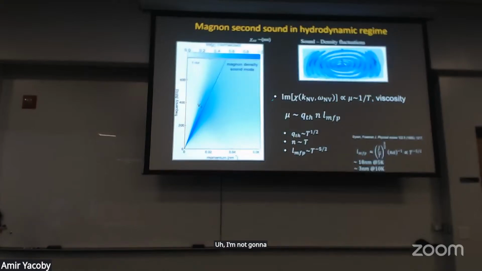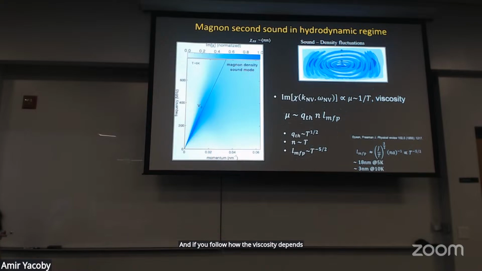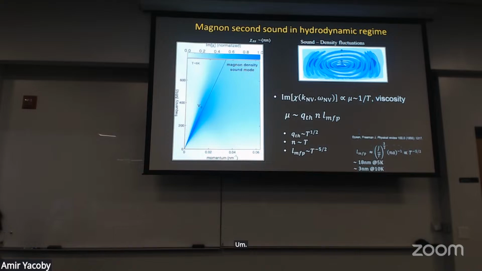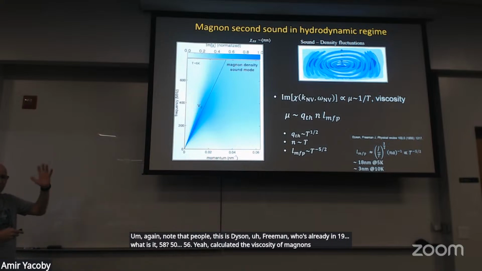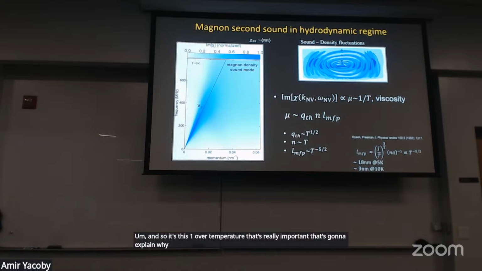I'm not going to show explicitly why, but it turns out that the imaginary part of this susceptibility is proportional to the viscosity. And if you follow how the viscosity depends on various parameters in the system, it actually ends up going as 1 over temperature. And this is really important. Again, note that this is Freeman Dyson, who already in '56 calculated the viscosity of magnons. So, you know, very old topic, but unfortunately, we're only today being able to try and start probing some of these quantities. And it's this 1 over temperature that's really important, that's going to explain why we are seeing more noise at lower temperature.